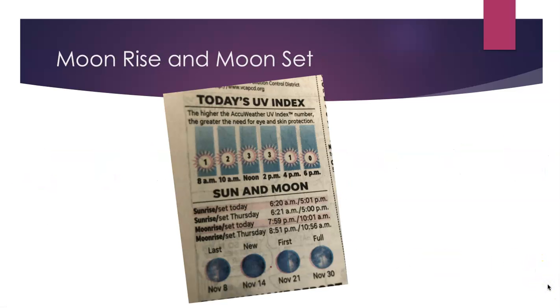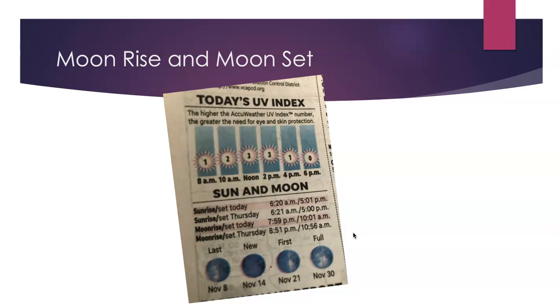Now we're going to move on to moonrise and moonset and how to graph this. Here's a little picture out of the newspaper. And you might not get the newspaper, or you might. You might be aware that sunrise and sunset are always listed in the newspaper. What you probably never paid attention to is that moonrise and moonset are also listed in the newspaper. Remember that both of these events are related to Earth's spin, not because they're moving across the sky.